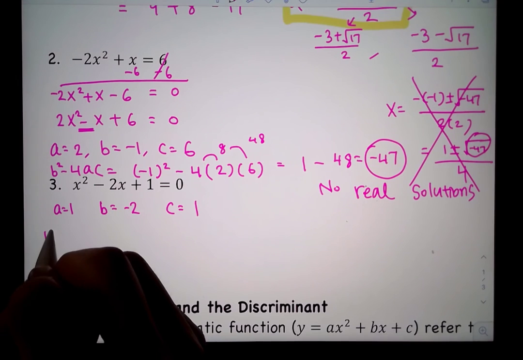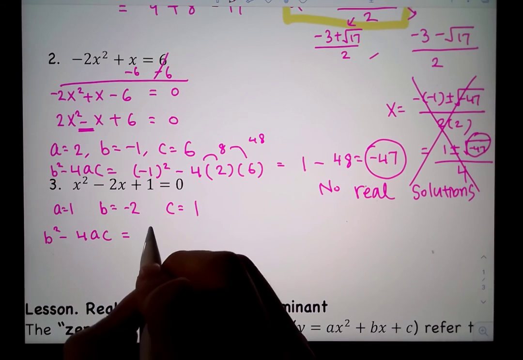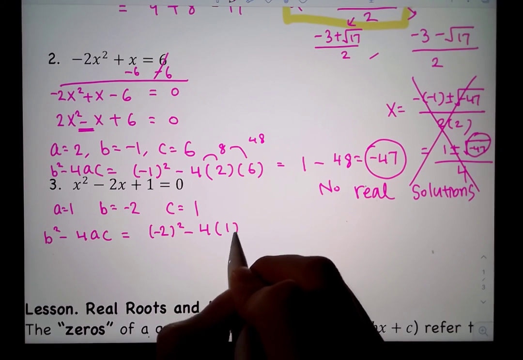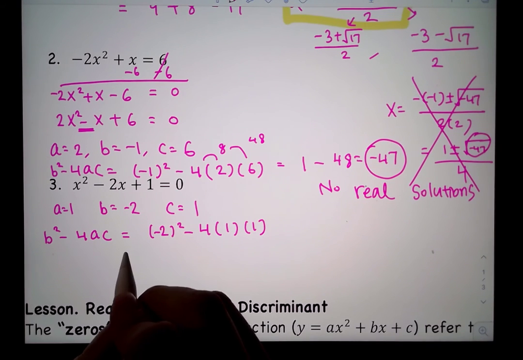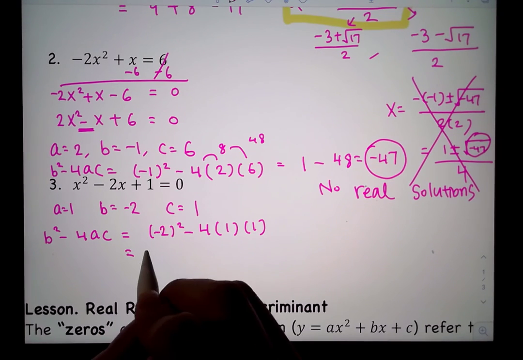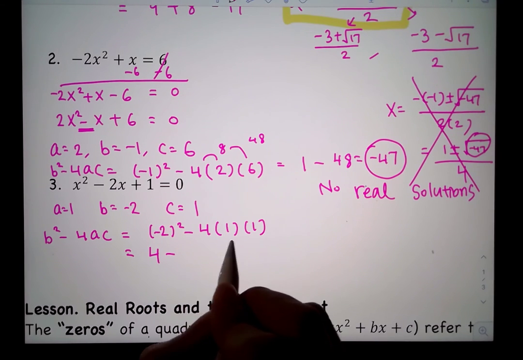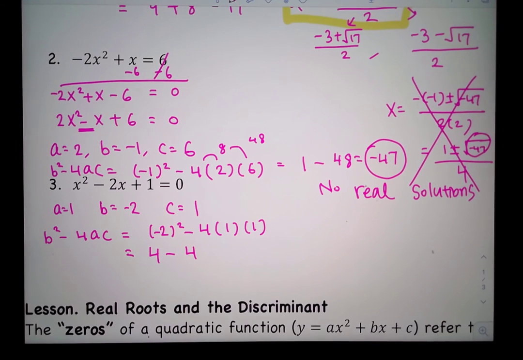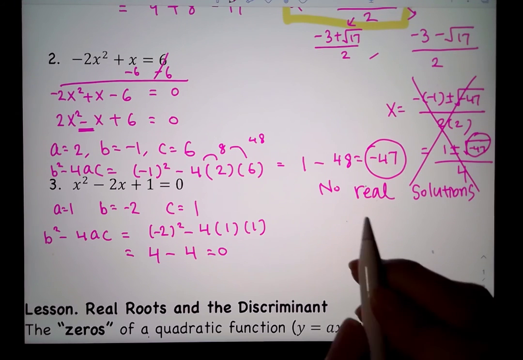And b squared minus 4ac. When you do that, then that is negative 2 squared minus 4ac, right? Then that's negative 2 squared, that's positive 4, right? Positive 4 minus 4 times 1 times 1, that is 4. What do you get? You get 0, right? You get 0. Then let's see what happened.